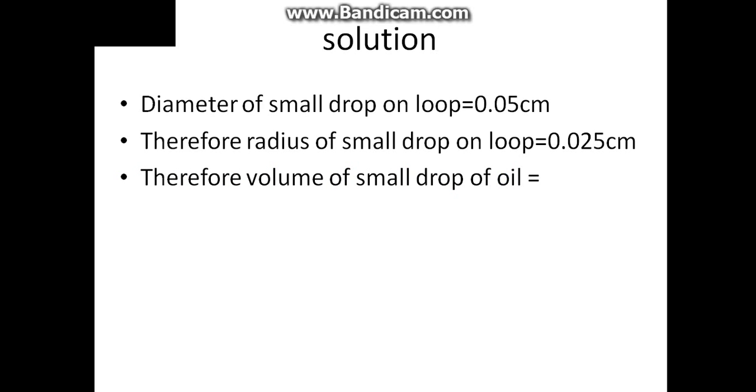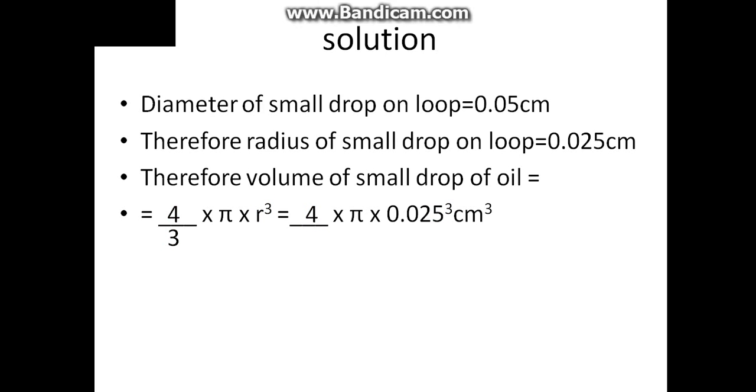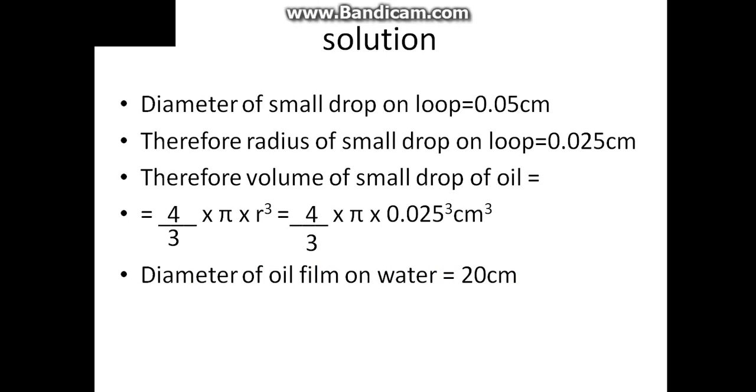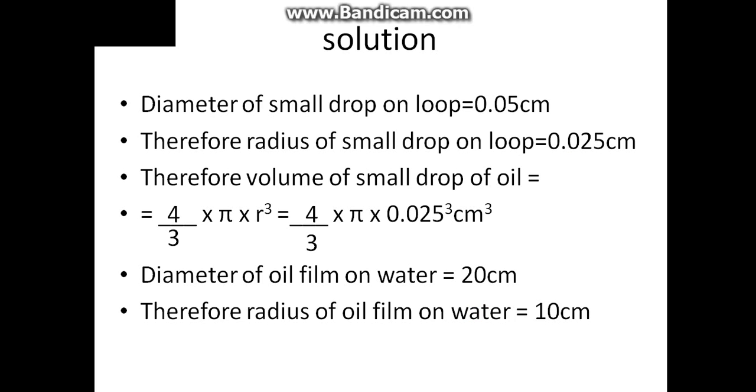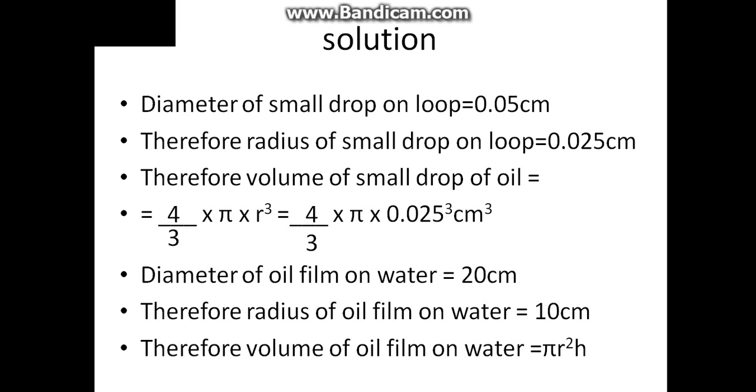Therefore, volume of small drop of oil is equal to 4 over 3 times pi times r raised to power 3, which is equal to 4 over 3 times pi times 0.025 raised to power 3 cm cubed. Diameter of oil film on water is equal to 20 cm. Therefore, radius of oil film on water is equal to 10 cm. Therefore, the volume of oil film on water is equal to pi r squared h, which is pi times 10 raised to power 2 times h.